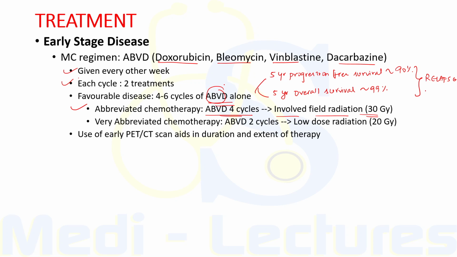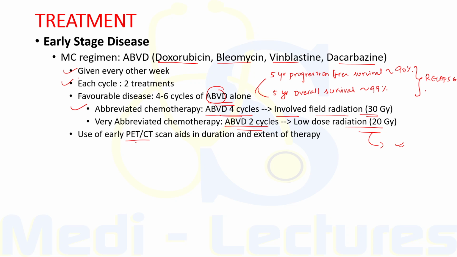Now we have very abbreviated chemotherapy, which includes 2 cycles of ABVD followed by very low dose radiation of 20 Gray. Now long-term follow-up of this regimen is not yet available and this is not commonly used. Now use of early PET scan or CT scan aids in duration and extent of therapy.